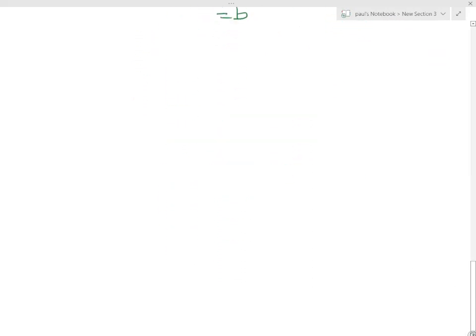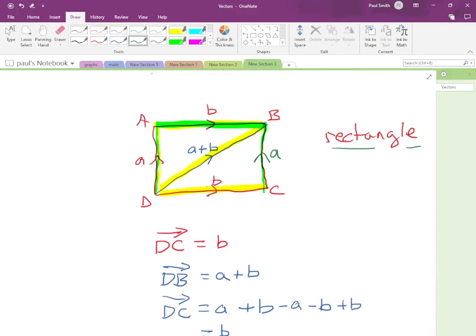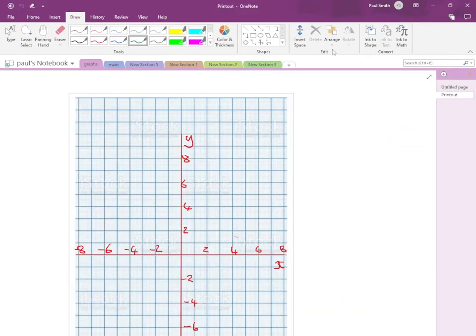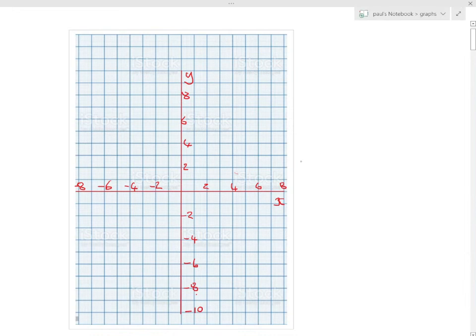Right, the other way is column vectors. I think I'm going to go onto a bit of graph paper to explain this. So column vectors are written something like 4 and 2. Two numbers on top of each other in a big bracket.